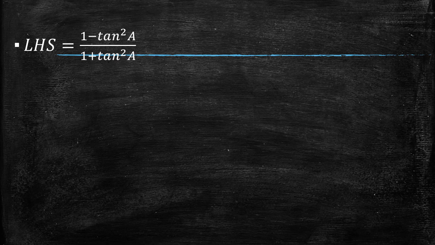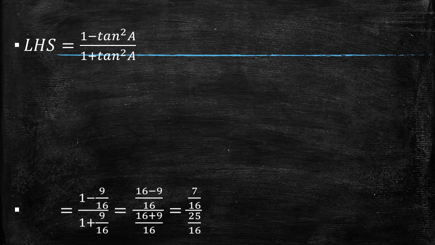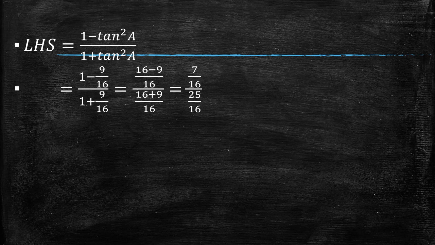So left hand side is 1 minus tan square A upon 1 plus tan square A, which is equal to 1 minus 9 upon 16 upon 1 plus 9 upon 16. Here 1 is separate. Listen, this is the mistake students make. They write 1 minus 9 upon 16. No, 1 is separate. 1 minus, then 9 upon 16. Note this step.